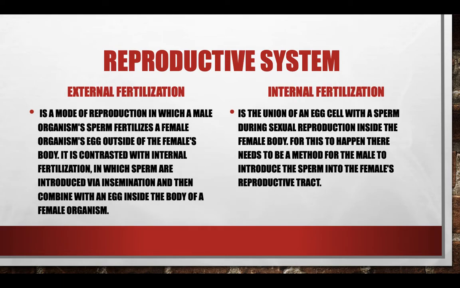There are also two types of fertilization in the reproductive system, which are external and internal fertilization. External fertilization is a mode of reproduction in which a male organism's sperm fertilizes a female organism's egg outside of the female's body, while internal fertilization is the union of an egg cell with a sperm during sexual reproduction inside the female body. For this to happen, there needs to be a method for the male to introduce the sperm into the female's reproductive tract.